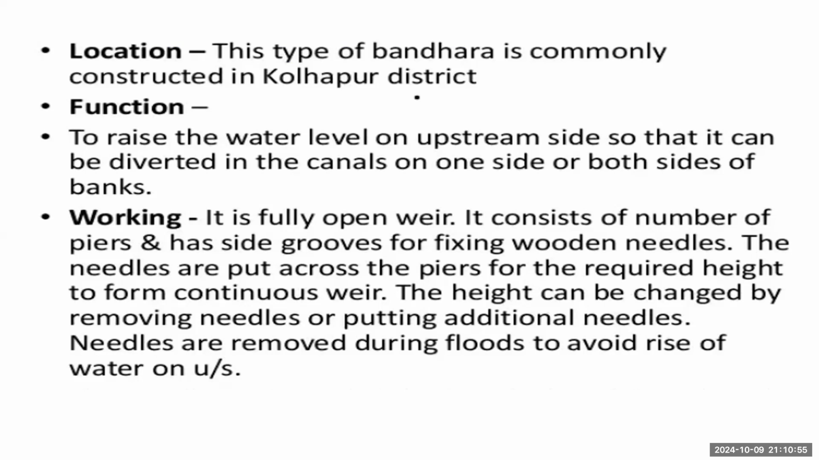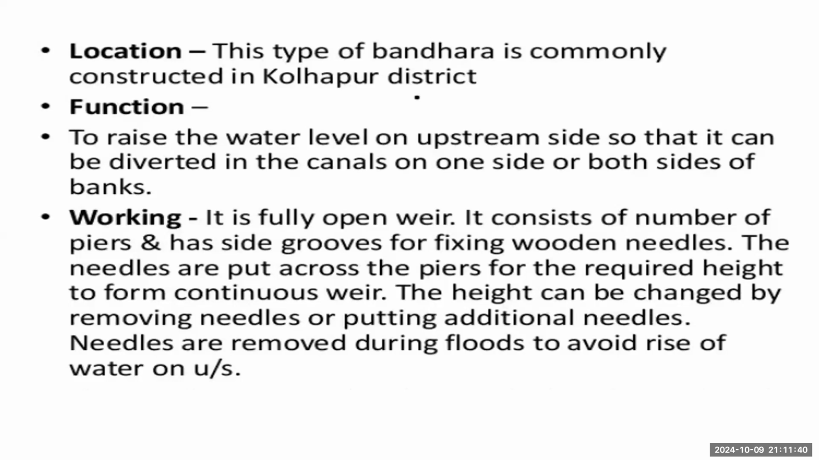So this is a fully open weir. It consists of a number of piers. These piers may be constructed with stone masonry or concrete, and they have side grooves for fixing the gates. When these gates are wooden, they are called wooden needles. These needles are put across the piers to the required height to form a continuous weir. The height can be changed by removing needles or putting additional needles one above the other. So needles are removed during floods to avoid the rise of water on the upstream side.